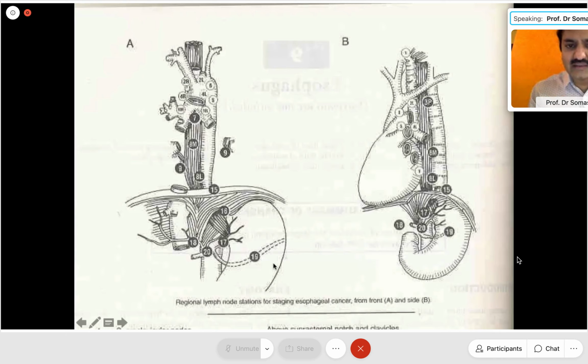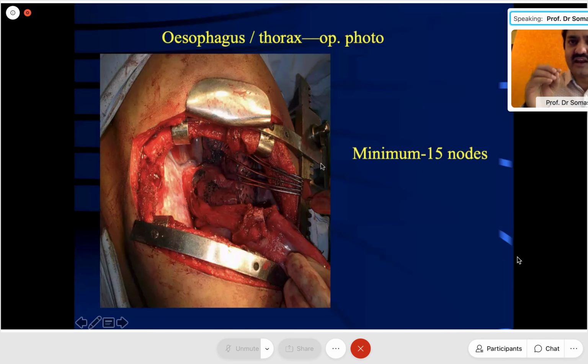So similarly, remember all the stations of nodes for esophagus, for lung cancer, for stomach, you must master them. And the most important is around the recurrent laryngeal nerve. So please read about them. This is always asked. Right RL, recurrent node, what station is that node in esophagus? Left recurrent node, what station is it? This is always asked in exam in practical.